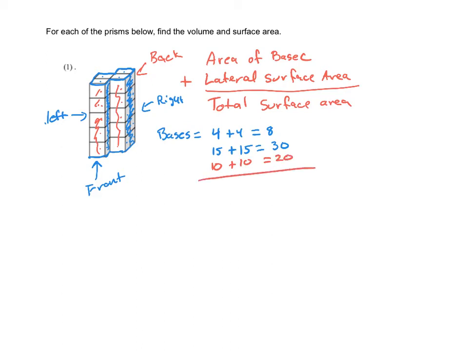So my lateral surface area, which I'm just going to abbreviate LSA, will be those 2 added together, which will be 50. So now we have the area of the bases, which is 8, the lateral surface area, which is 50, and that will give me the total surface area when I add them together, which is equal to 58.